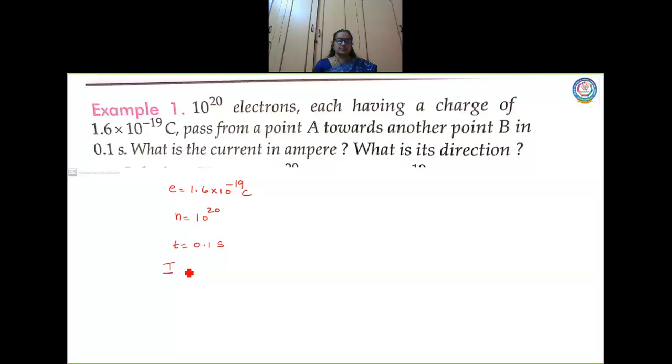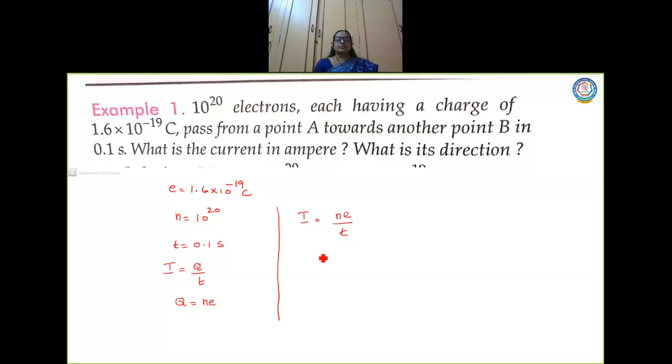We need to find out the value of current, simply a direct substitution of the formula. What is the formula for current? We discussed that current is Q by t. But the Q value is not given. We know the value of Q to be N into e, yes or no? So substitute here. I is equal to, instead of Q, you substitute Ne by t.